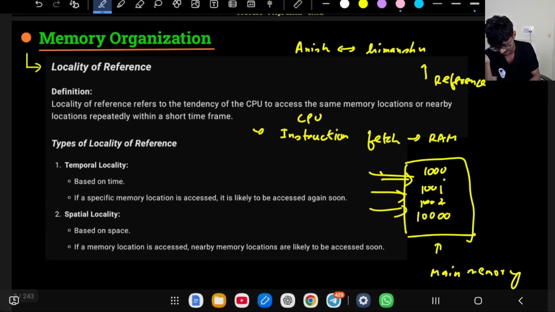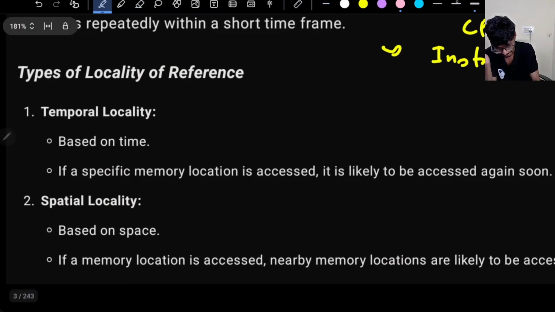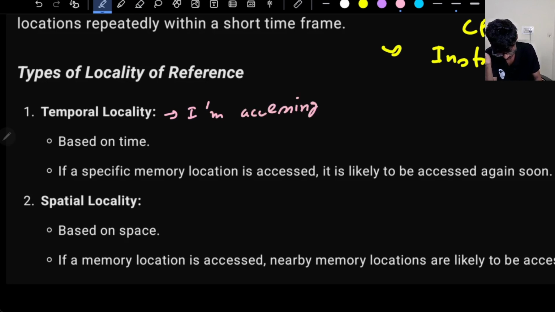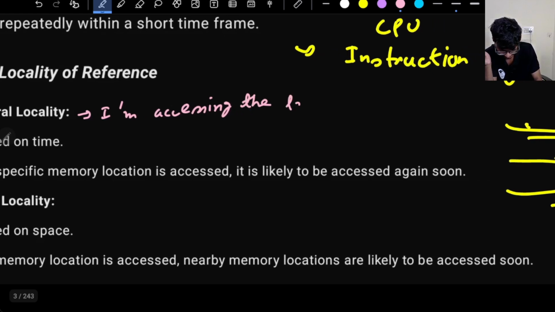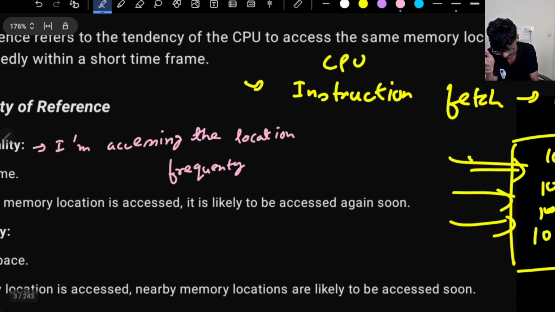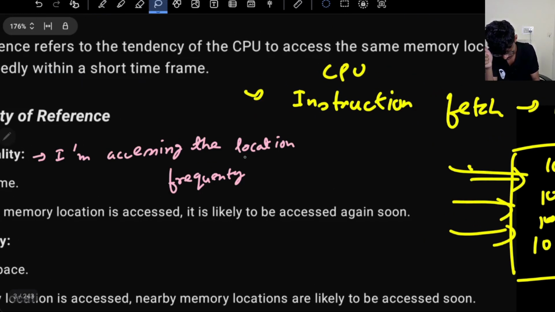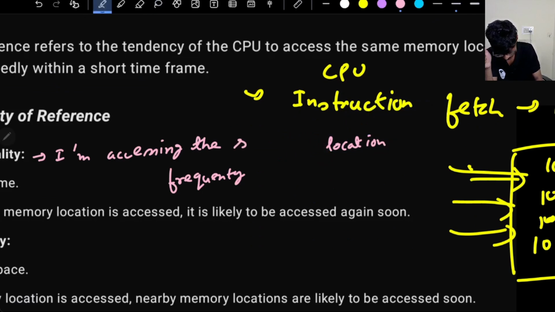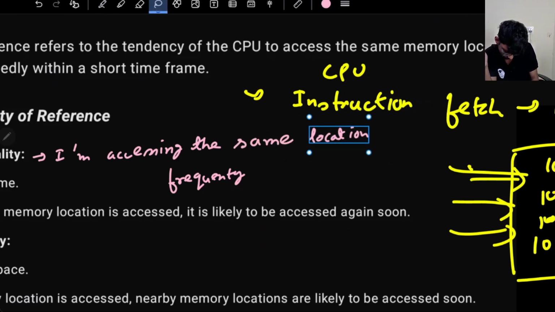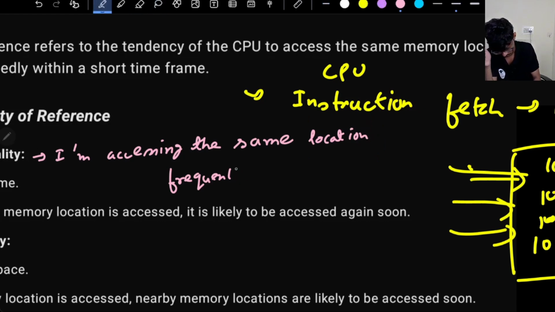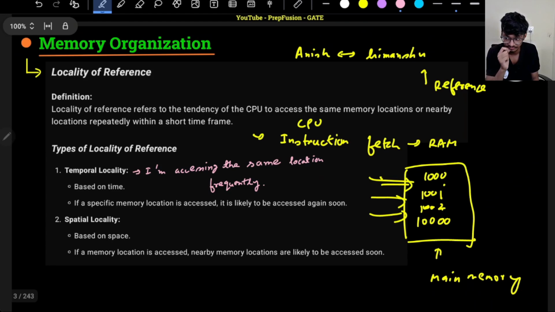So what does temporal locality mean? Temporal locality means that I am accessing the same location frequently. Okay, I am accessing the same location frequently.